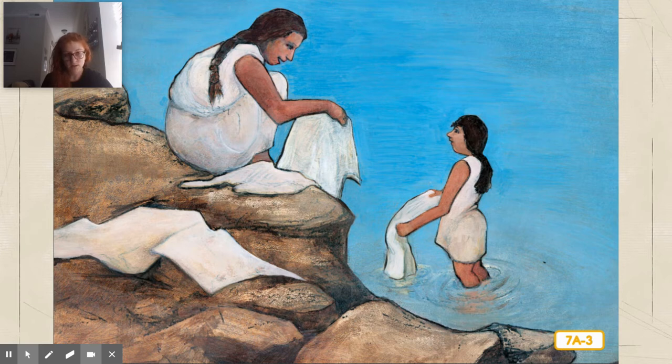So right now, who's telling the story? Miri's mother, right? And how do we know that? Because it told us, it said, Miri's mother said.